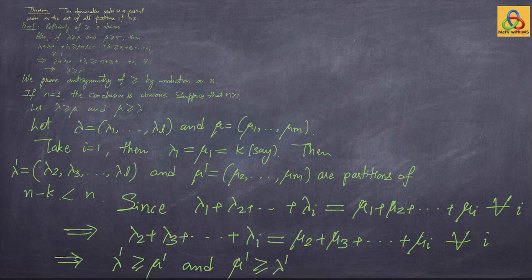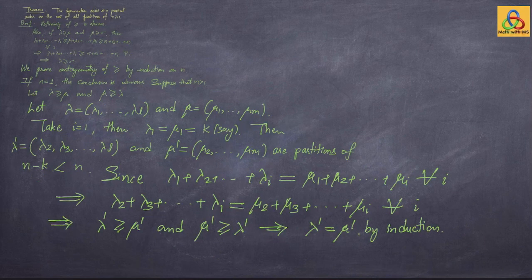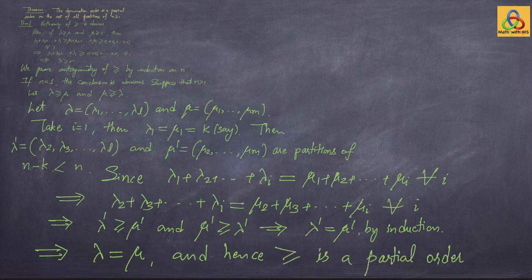But lambda prime and mu prime are partitions of n minus k, which is strictly less than n. So by the induction hypothesis, this implies that lambda prime is the same as mu prime by induction. But once lambda prime is the same as mu prime, that implies that lambda equals mu. And hence, this domination order is a partial order on the set of all partitions of n.